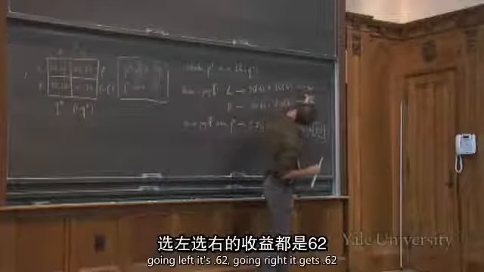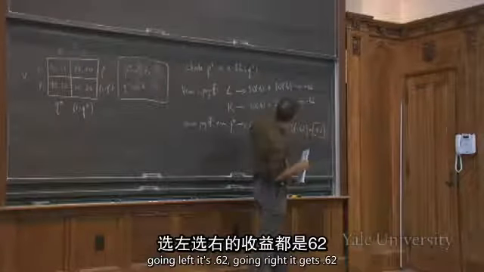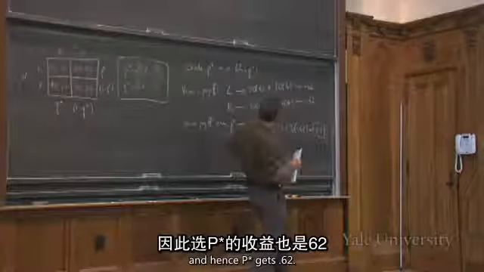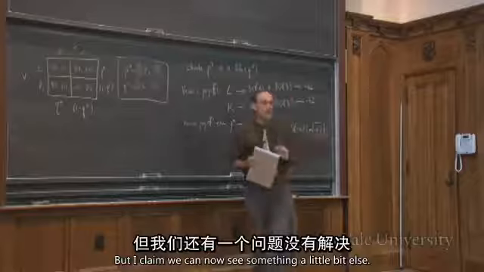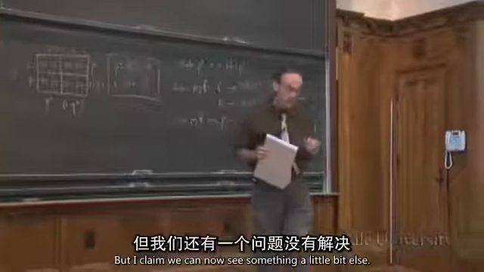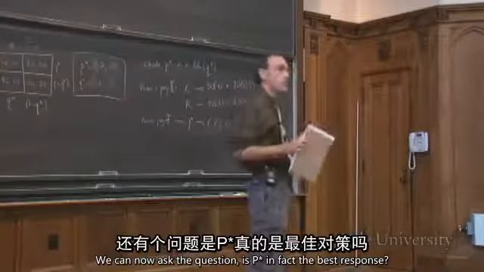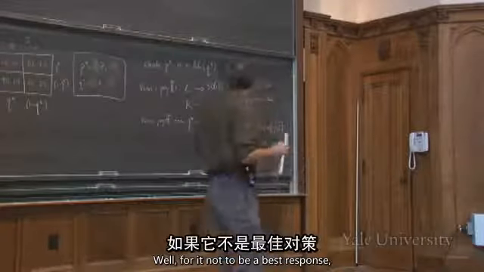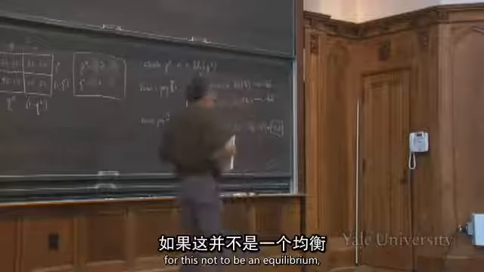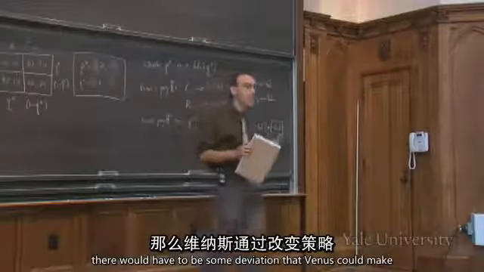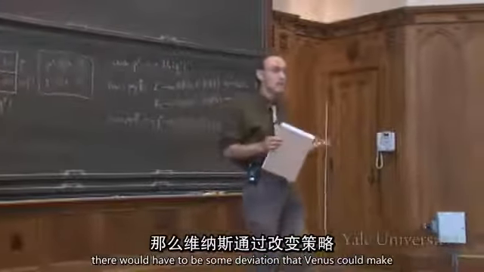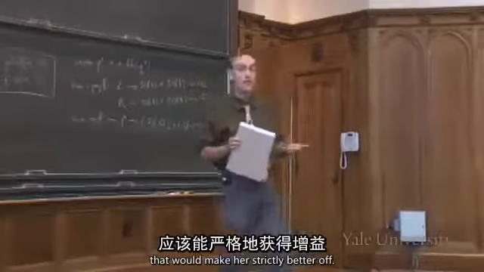Going left gets 0.62, going right gets 0.62, and hence P star gets 0.62. But I claim we can now see something a little bit else. We can now ask the question, is P star in fact a best response? Well, for this not to be an equilibrium, there would have to be some deviation that Venus could make that would make her strictly better off.